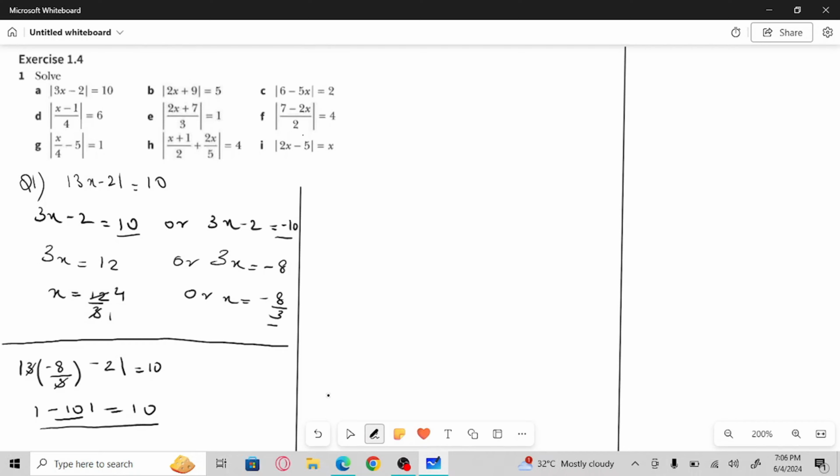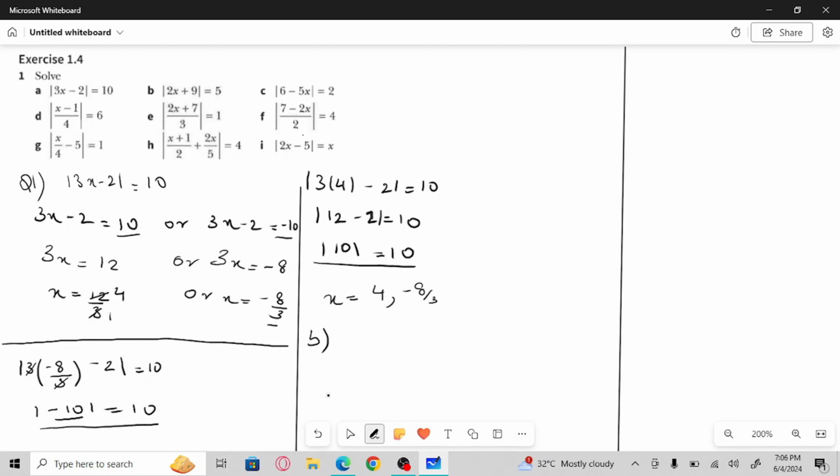And along with that, we are going to input the second value of x, which says the modulus of 3 multiplied by 4 minus 2 is equal to 10. 3 times 4 is 12, minus 2 is equal to 10, and 10 in a modulus is equal to 10. Yes, that means both of our values are correct. So the final answer is x equals 4, comma, x equals minus 8 upon 3.